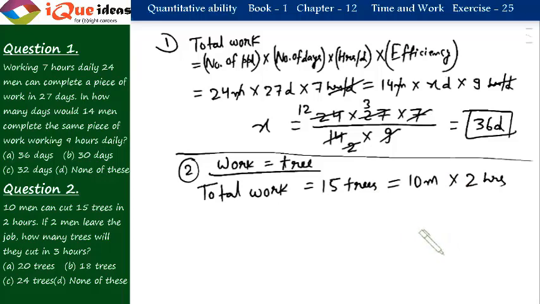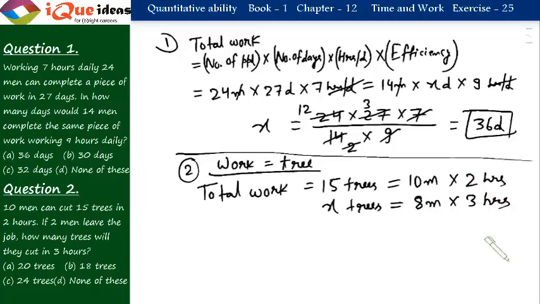Now the question says if 2 men leave the job, how many trees will they cut in 3 hours? So we have to find x trees equal to, now 2 men have left the job, so there will be 8 men and the time given is 3 hours, so into 3 hours.